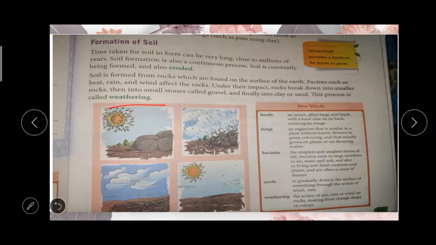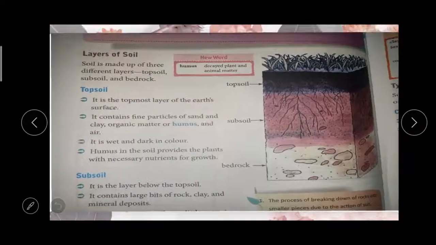That process is called weathering. When there is heavy rain, flood, sunlight and heavy wind, the rocks will break and turn into small stones. That stone we call gravel. Finally it turns into clay or sand. That process is called weathering. Do you understand up to this much?